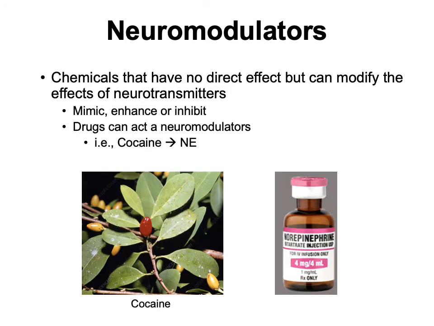Neuromodulators are chemicals that have no direct effect, but they can modify the effects of a neurotransmitter, such as they can mimic it, enhance it, or inhibit it. A lot of drugs can act as neuromodulators. For example, I show here the cocaine plant, and the cocaine plant can enhance the effect of norepinephrine or even mimic the effect of norepinephrine. And we'll talk about some that have inhibitory effects as well.